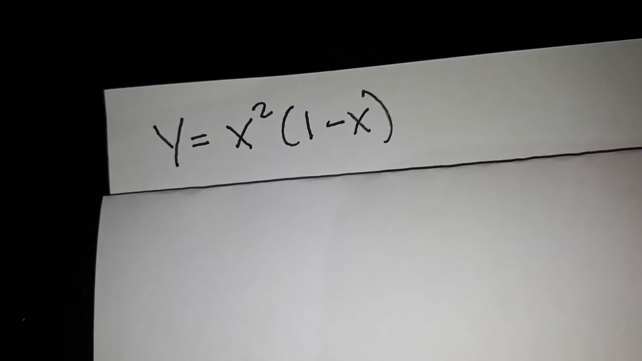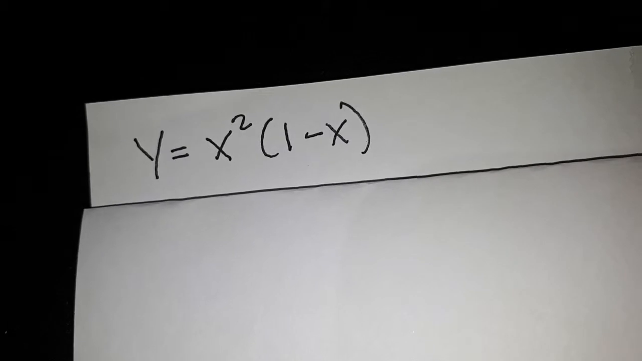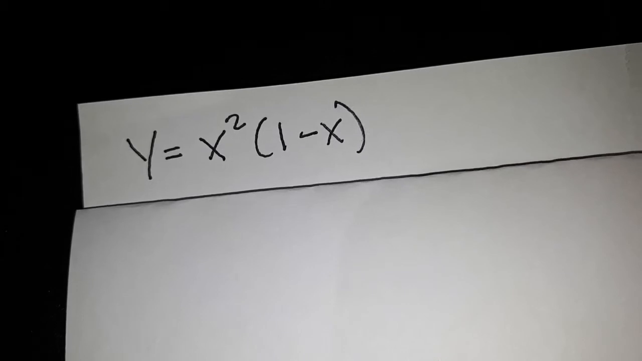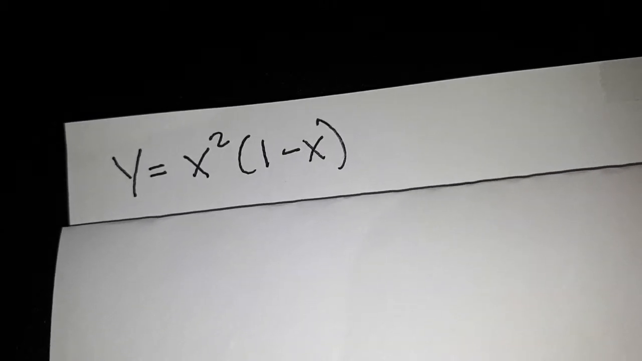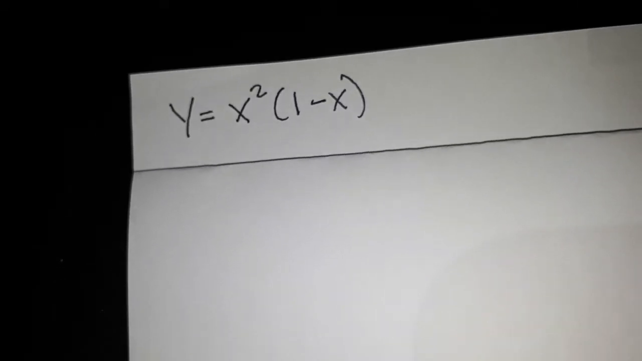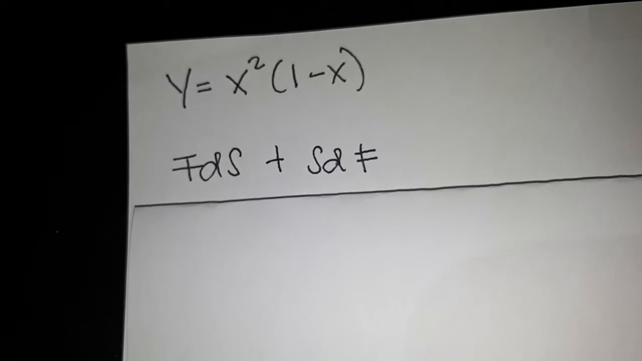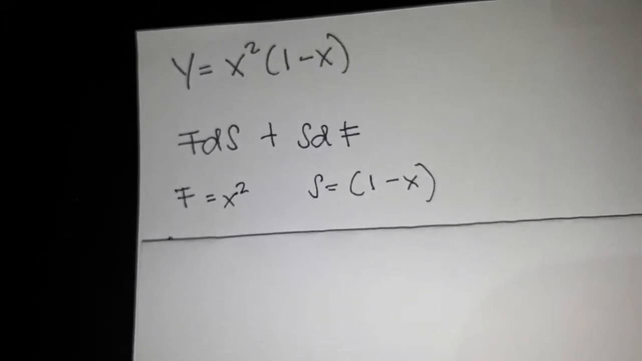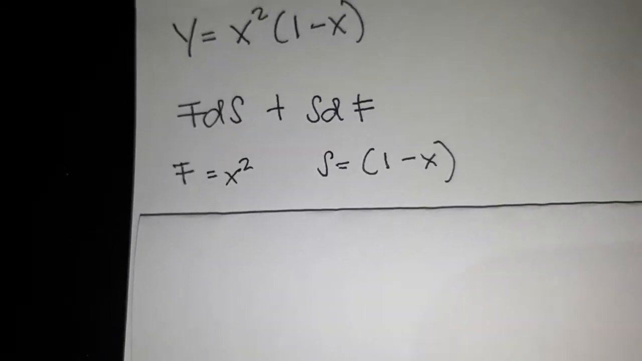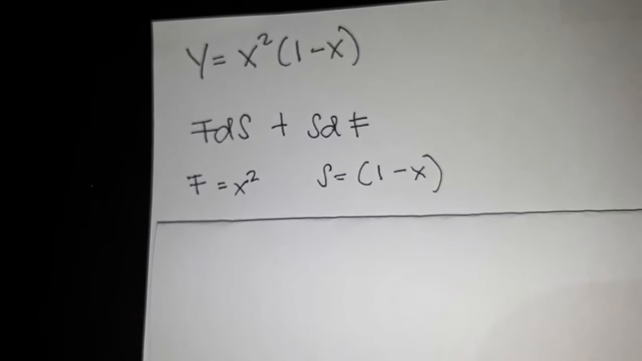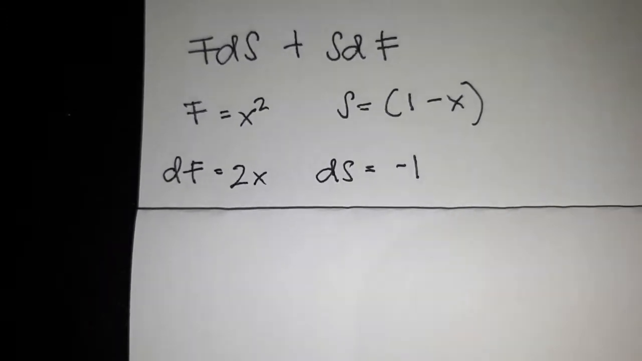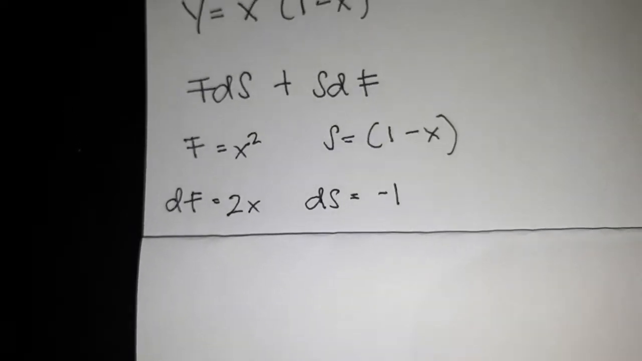So now, we are going to solve and sketch the function x squared times 1 minus x. But first, we need to derive the function in order to get the critical points. In deriving this type of function, we are going to use the product rule, which is f ds plus s df, which f is equal to x squared and s is equal to 1 minus x. Then, we derive f and s to get df is equal to 2x and ds is equal to negative 1.